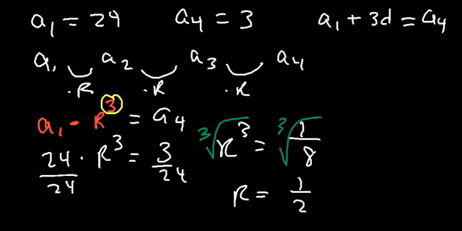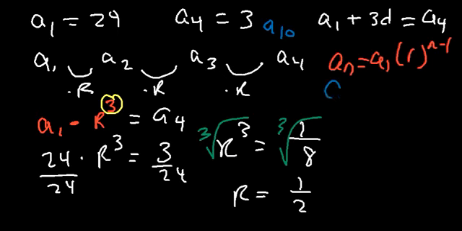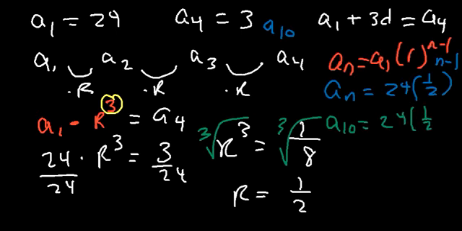Now what you want to do is write a general equation. By the way, our goal for this problem, let's say we want to find the 10th term. So a of n is equal to the first term, which is 24, times the common ratio raised to the n minus 1. Now that we have a general equation, let's plug in 10 for n. So 24 times 1 half raised to the 10 minus 1, which is 9. Now, in your calculator, just type in 24 divided by 2 to the 9th power.